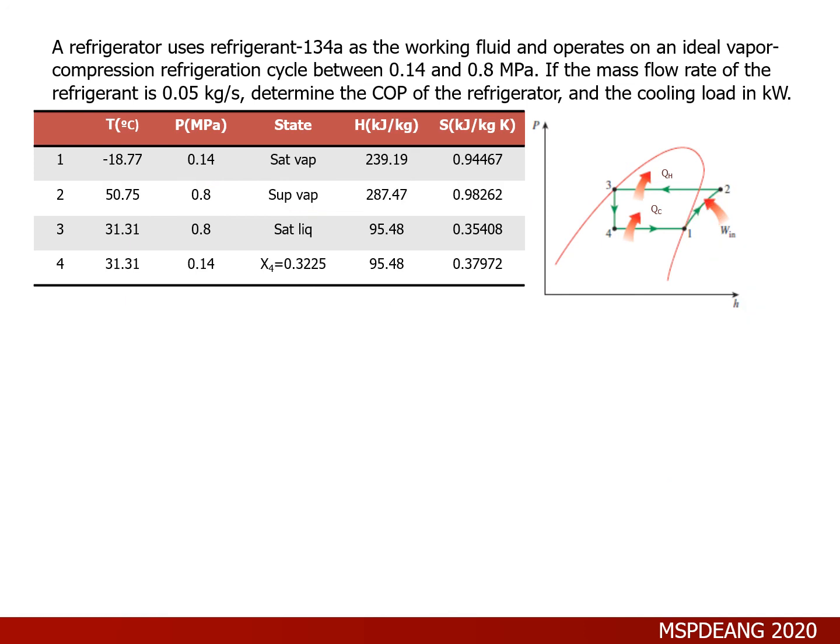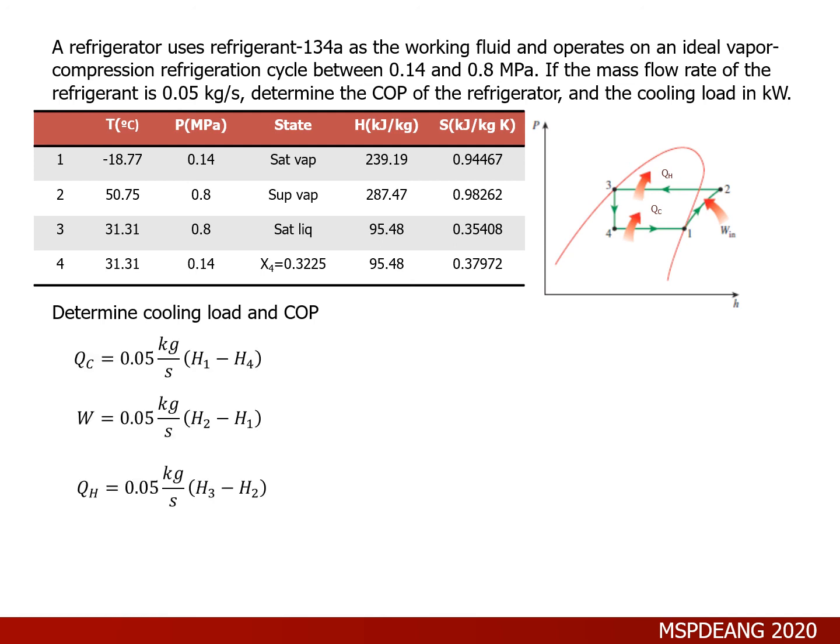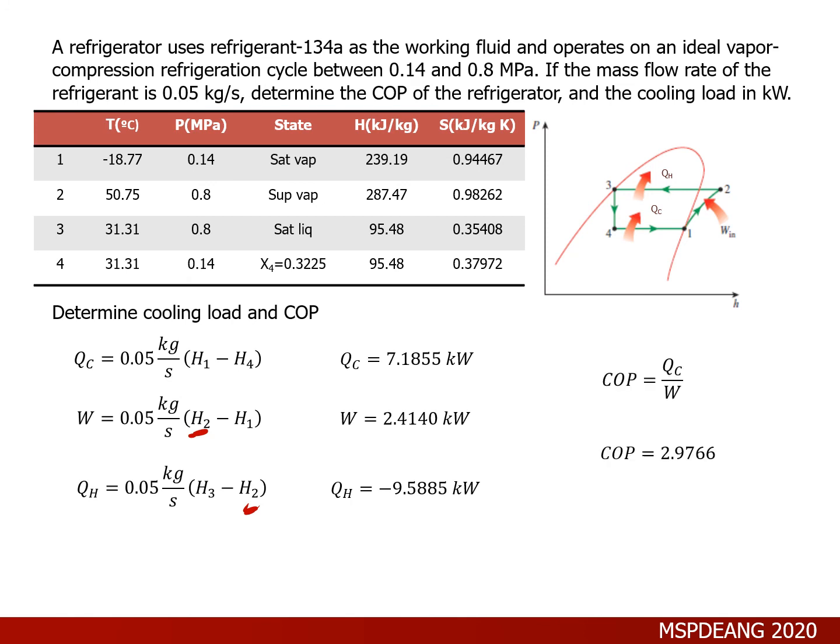Okay, so again, to determine the cooling load and COP, the same formulas earlier should hold true, except mag-iiba na yung value ni H2. So mag-i-increase si W, and mag-i-increase yung QH natin. Ayan, so the following values. So COP is now 2.9766. So ang laki ng decrease in the coefficient of performance ng ating refrigerator.